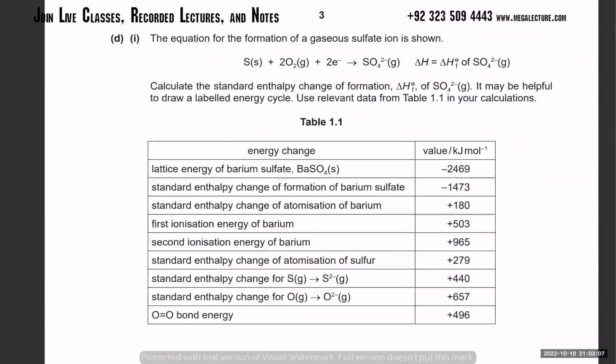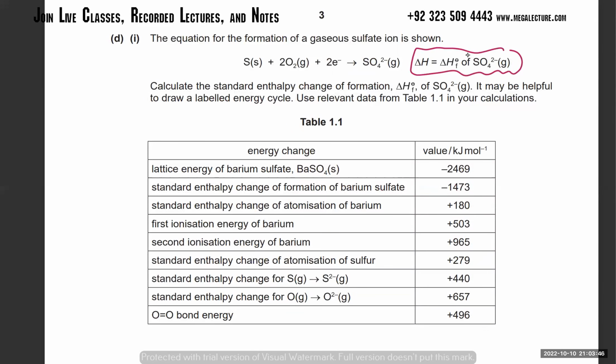My question was, to find the lattice energy, it's supposed to be lattice energy equals basically everything relating to that element minus formation of the compound. Is that the formula, sir? You have to draw the cycle. You have to draw the whole cycle. The thing over here is that the equation for the formation of gaseous sulfate ion is this. They've given you this. It may be helpful to draw, use data. Calculate the standard enthalpy change of formation of SO4 2-, right? So he's asking you to calculate this.